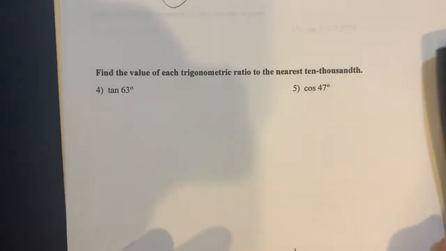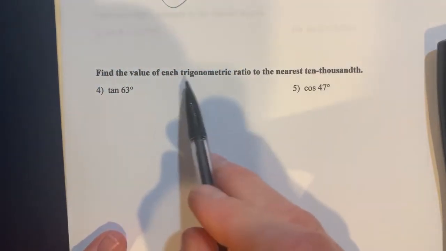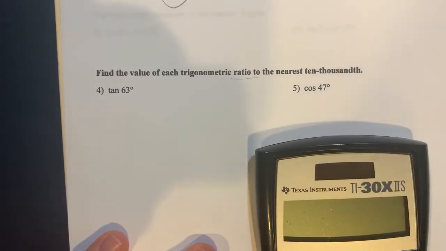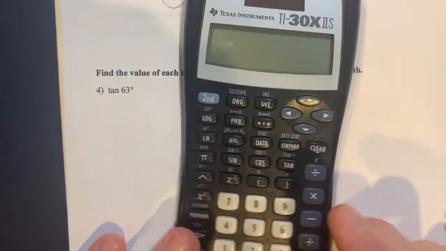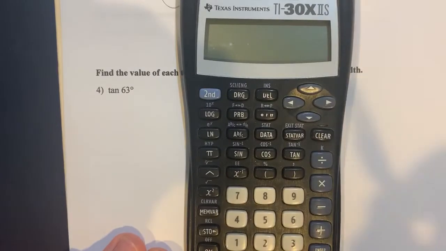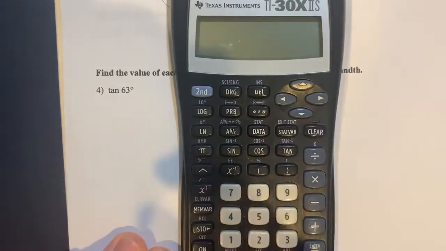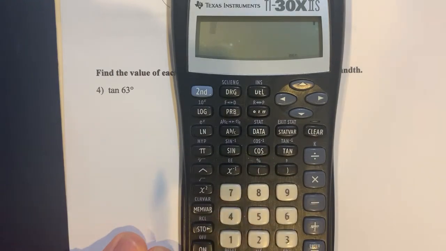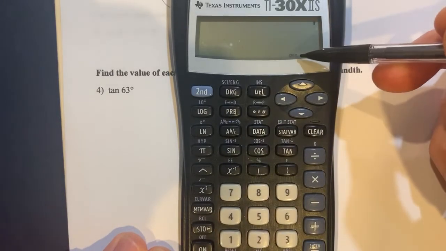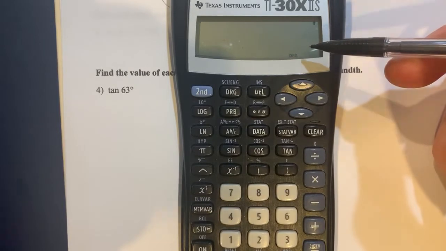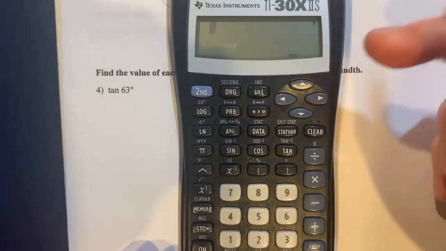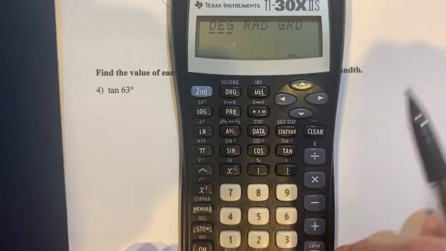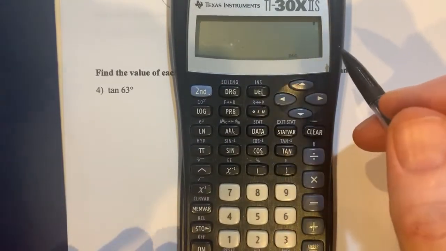Okay, so it says find the trigonometric value or ratio to the nearest 10,000th. So we're actually going to use a calculator here for this. Now, to do this, just take a calculator that you guys are all pretty familiar with. You have these three buttons, sine, cosine, and tangent. Make sure mine is turned on. I want to make sure I'm in degree mode. If I'm not in degree mode, I'm going to have an issue. The way you can change it is simply by hitting this button, and we're already in degree mode.